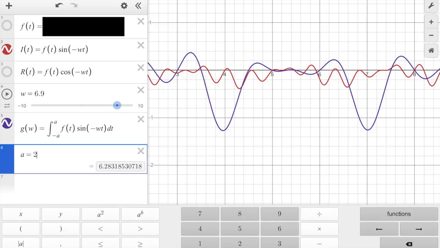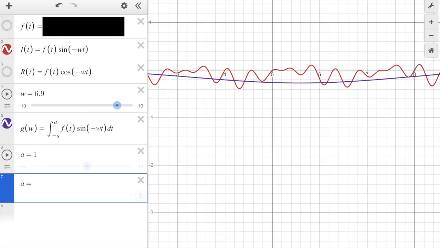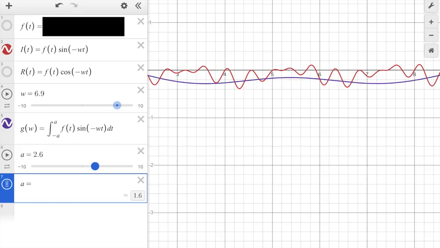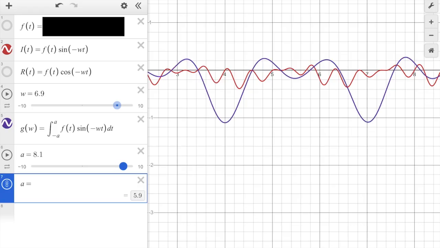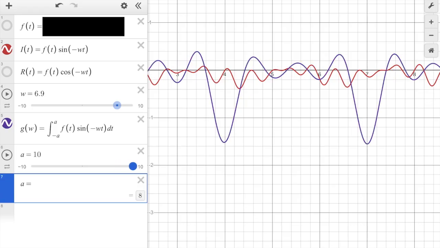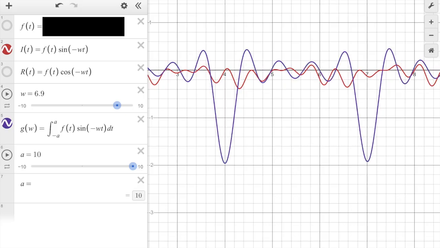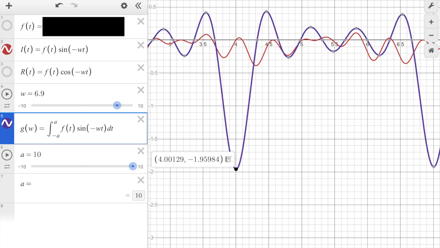So watch what happens when we increase a. We're going to increase it, and these peaks are going to get taller and taller and thinner, just as we predicted. And then when we bring a up to something like 10, you can see that these peaks are at 4.001. It's much closer to the value of 4. So if we were to bring a up to infinity and then integrate, we would have these giant Dirac deltas shooting down, and they would be centered precisely at 4.